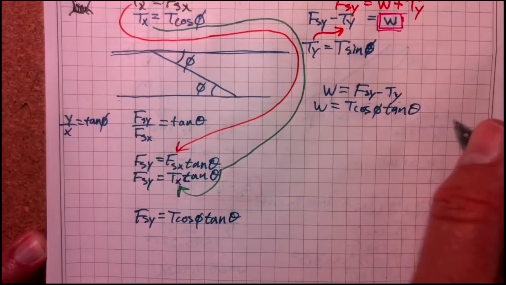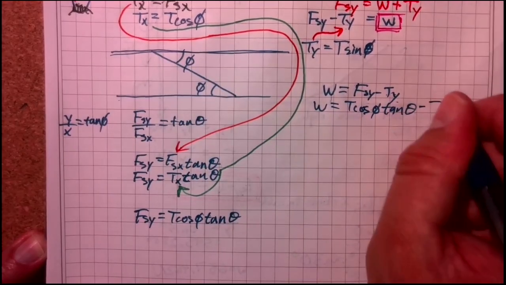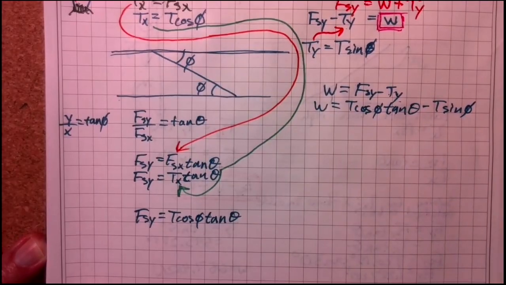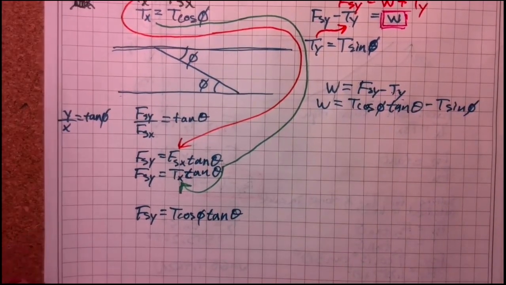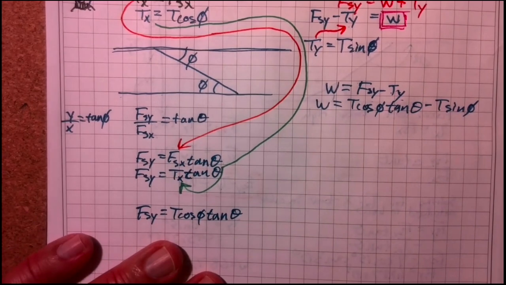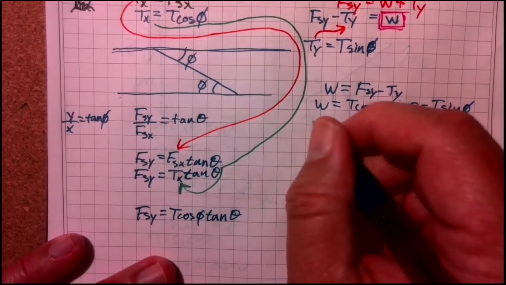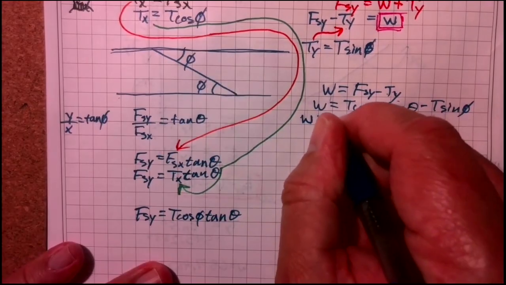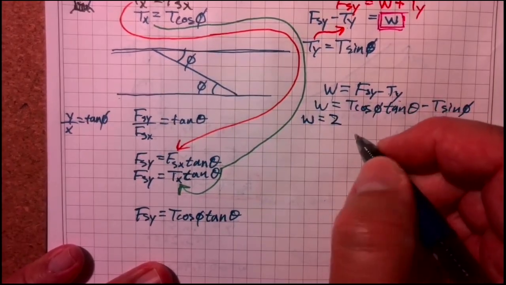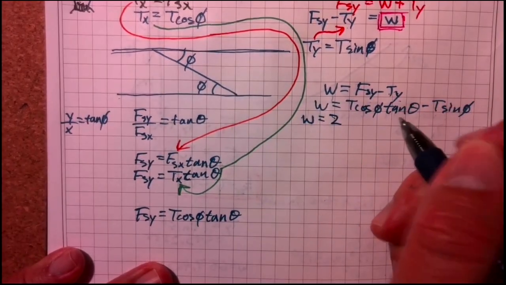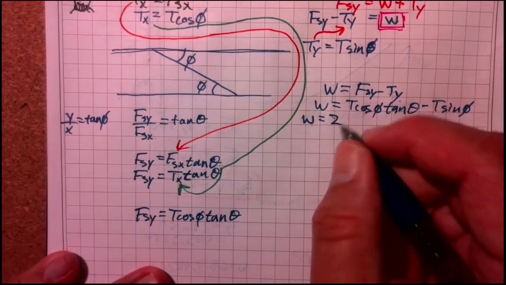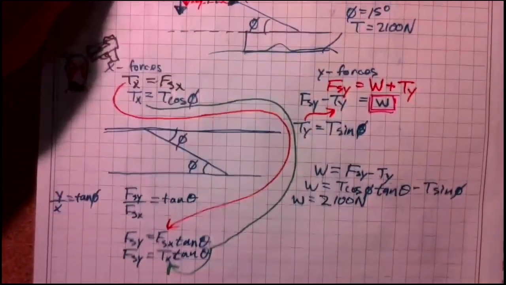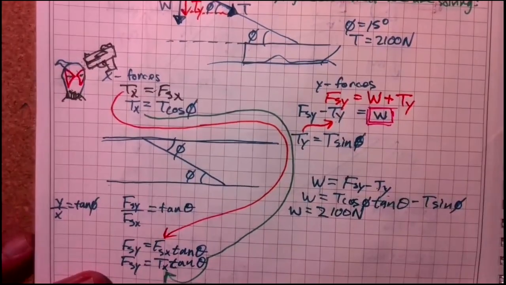And then I'm going to put ty here, so minus ty, which is t times sine of phi. Woo! That was pretty crazy. All right, now we're going to plug in the numbers, and then I'll throw to MATLAB. All right, so we got W equals 2,100 newtons. See? There we go. I wrote that down right there.